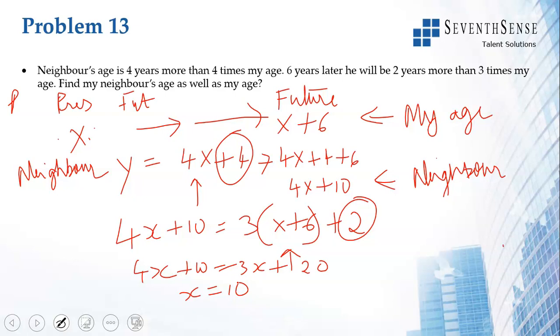My age is 10. Neighbor is 4x plus 4, which is the present age, right? My age is 10. Neighbor's age is 4 into 10 plus 4, 40 plus 4, 44. So this is neighbor's age. This is my age. Okay, 10 and 44.